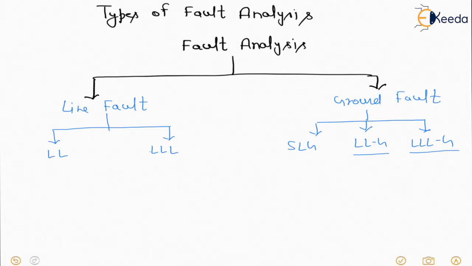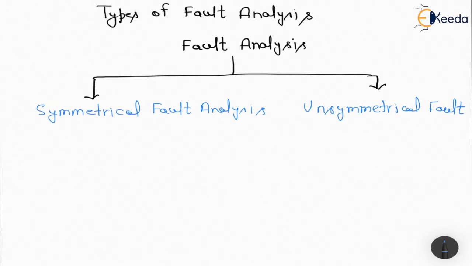If one of the lines has gone to the ground, then that will be SLG. If two conductors are short circuited, then that would be double L. If three conductors are short circuited, then that would be triple L. So this is the classification of fault analysis based on ground and line conductor. The second classification is based on symmetricity. We can divide fault analysis into two parts, that is symmetrical fault analysis and unsymmetrical fault analysis.